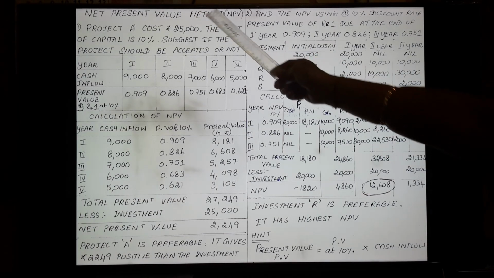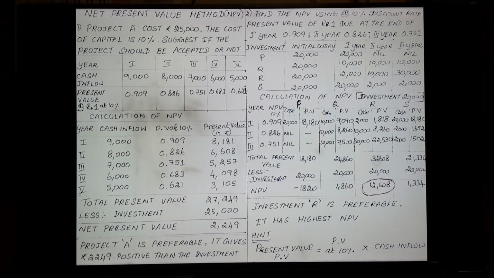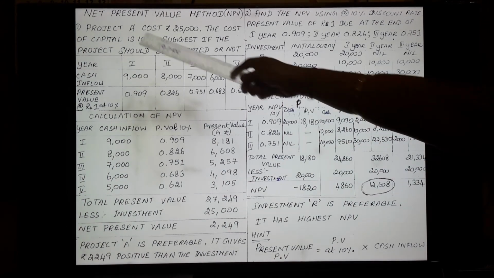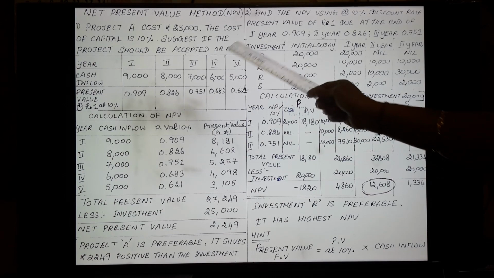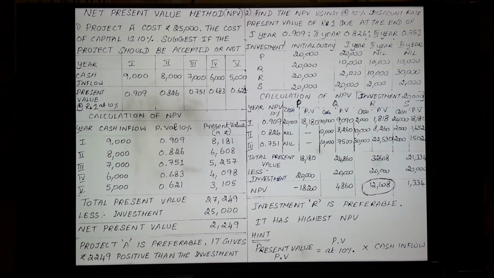This is a new topic, NPV method, net present value method. So directly I'm going to the problem. I'm explaining: there is a project A which costs 25,000. The cost of capital is 10%, and you are asked to suggest if the project should be accepted or not.